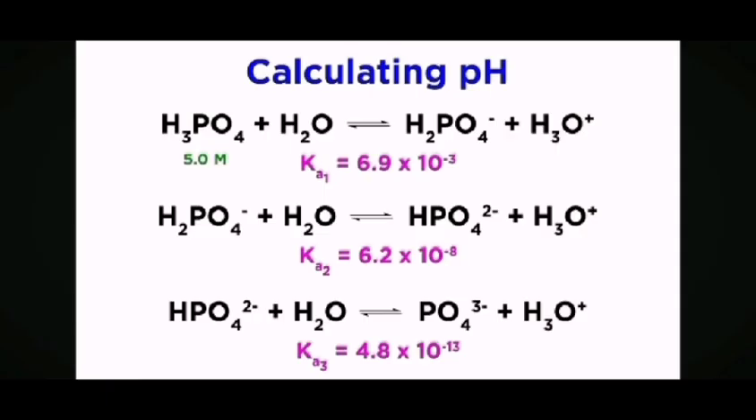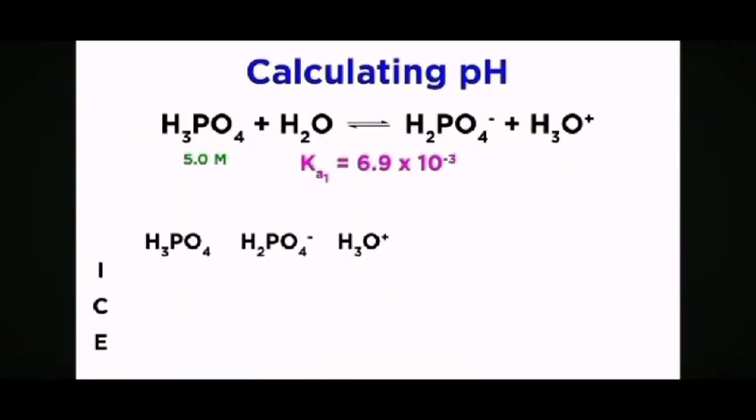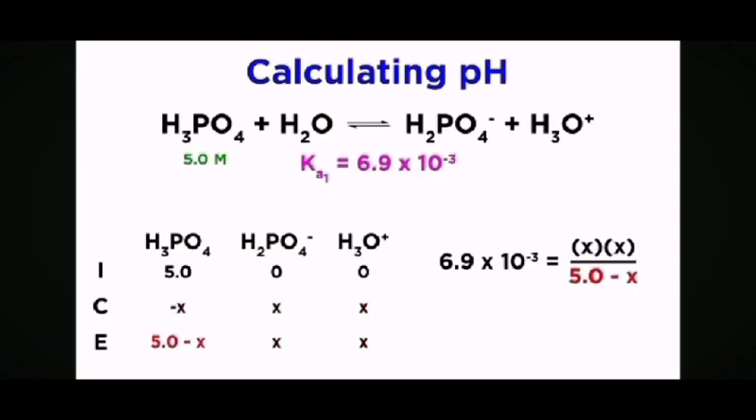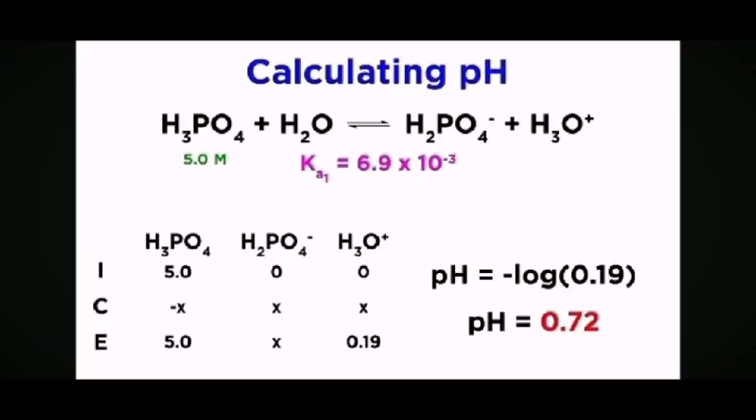However, in the case of a 5 molar solution of phosphoric acid, it is the case that the second and third deprotonations are negligible. We would set up the ICE box for the first equilibrium, plug in 5 as the initial concentration and zeros elsewhere, and then assign the relevant change and equilibrium values. We could again make the simplifying assumption in the denominator, do some arithmetic, and we get 0.19 molar as the hydronium concentration. This gives us a pH of 0.72.